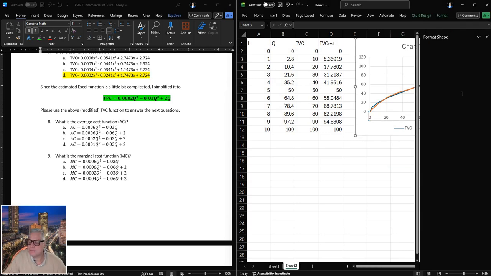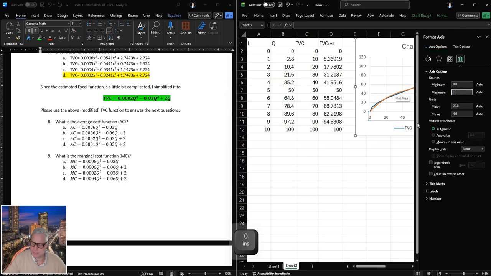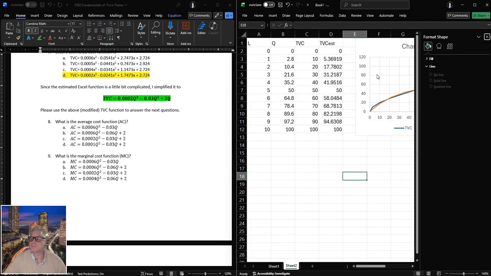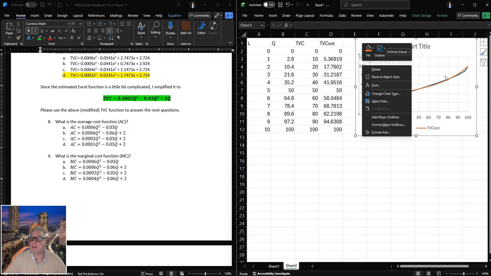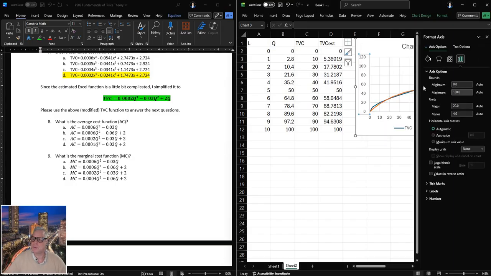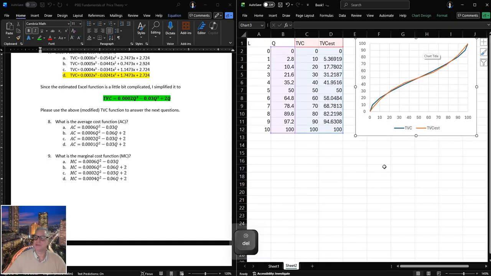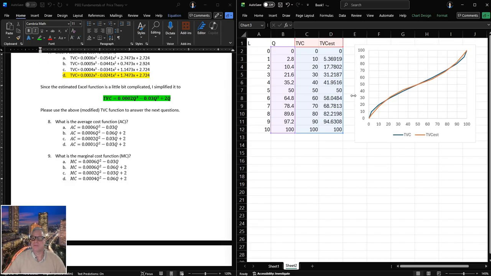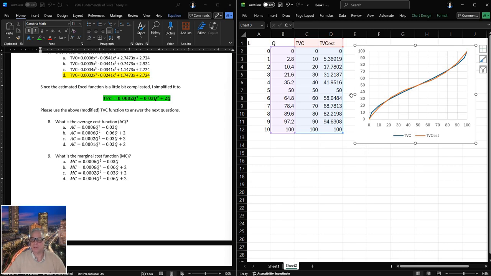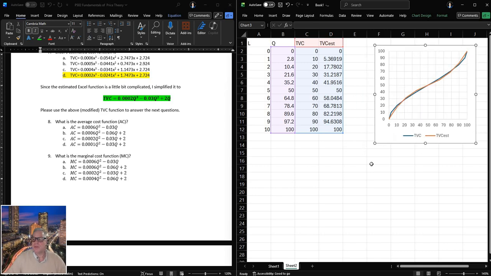Well, let's do it like previously too. Let's format the axis to 100. Let's make the major interval 10. And yeah, we can limit the y-axis to 100 too. And we don't need a chart title. We know this is total cost. Okay, so now we can see it looks pretty okay. So we work with this one in the next couple of questions.